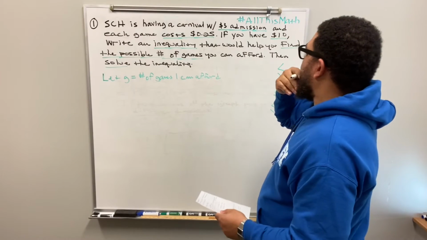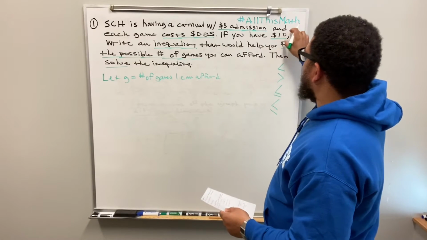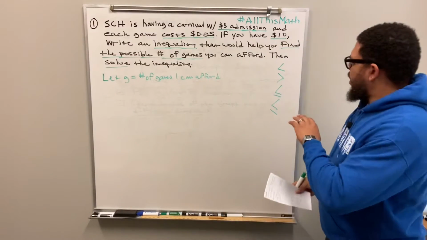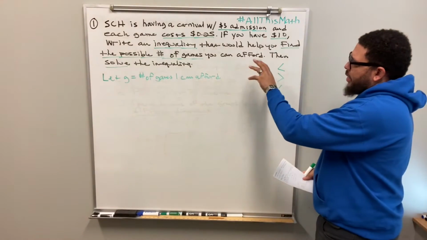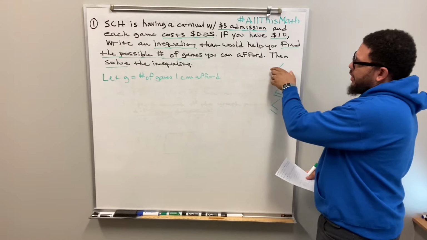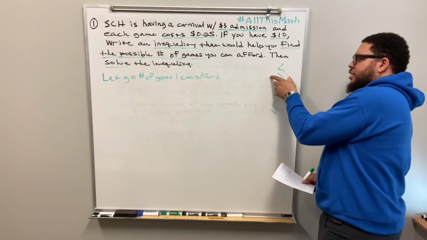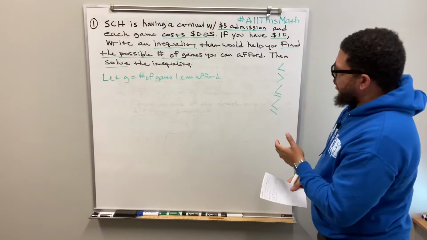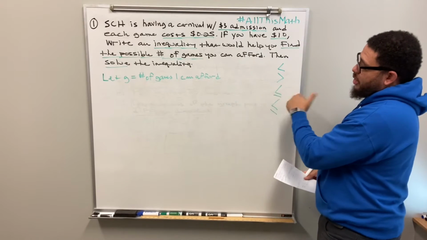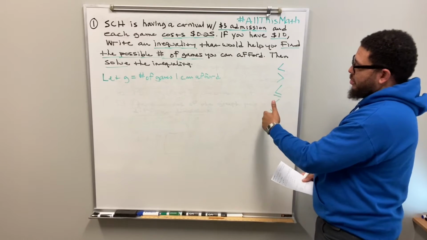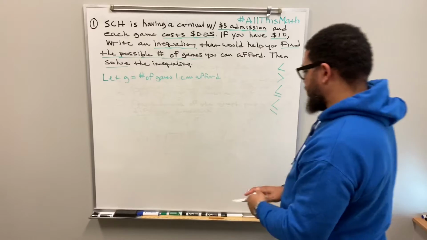Now, it's an inequality. I got to decide, okay, if I have $10, would I say that the amount that I can spend is less than $10? Would I say the amount that I can spend is more than $10? Or would I say the amount that I can spend is less than or equal to $10? Wait, I wrote the same thing twice.